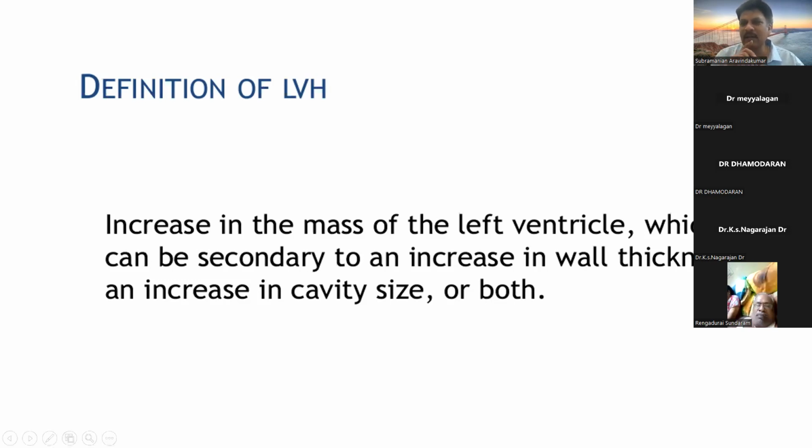Increase in wall thickness means systolic overload. Increase in cavity size means diastolic overload. Simple. One is almost a prototype of systolic overload: hypertension, aortic stenosis. The other is diastolic overload, where aortic regurgitation is the prototype. That's the reason you could define LVH by an increase in the mass of the ventricle, secondary to an increase in wall thickness, cavity size, or both.